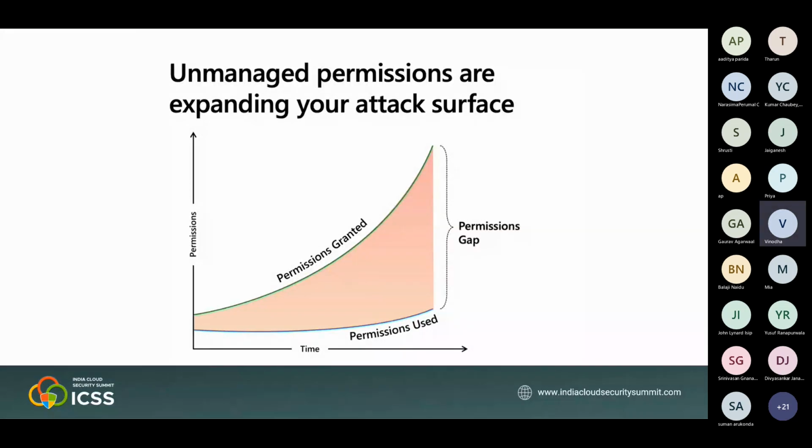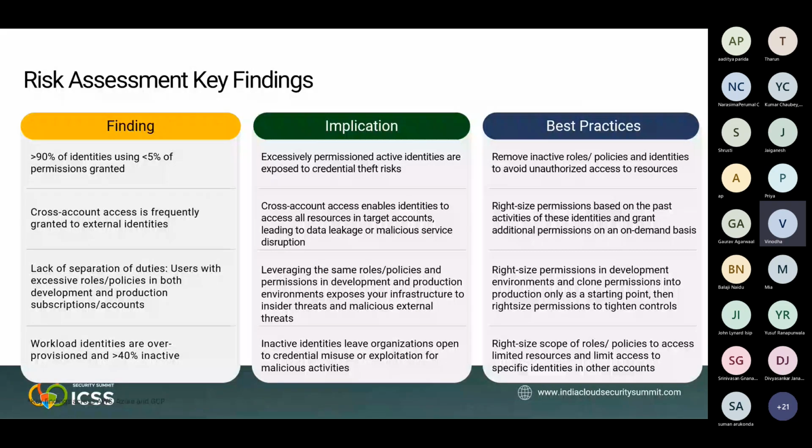And now we are going to see some risk assessment key findings. The first finding is over 90% of identities are using less than 5% of permissions granted. So these excess permissioned identities are exposed to credential theft risk. To avoid those credential theft risks, the best practice is to remove the inactive roles or policies and identities.